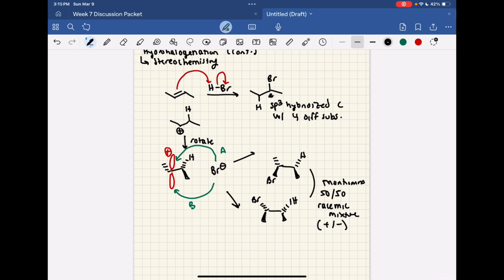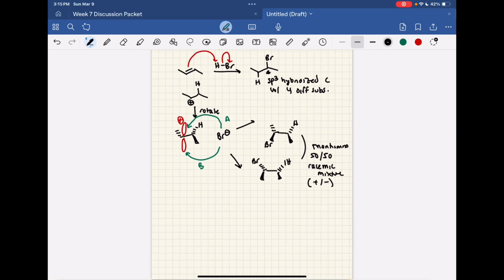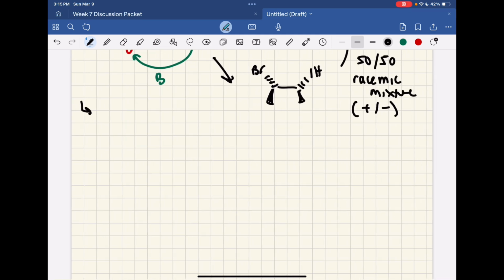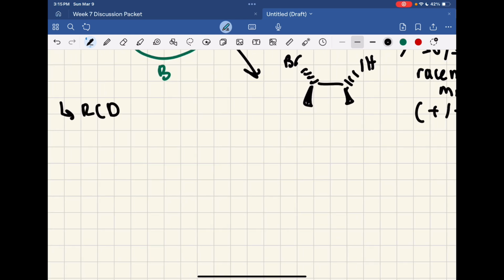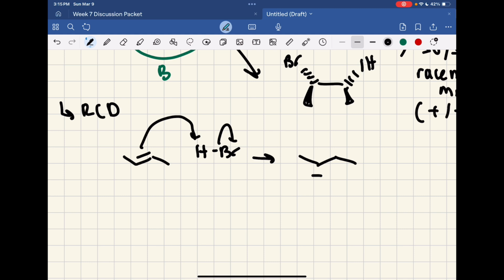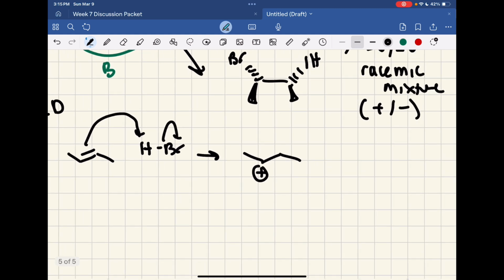Okay, now maybe we'll just briefly introduce this idea of a reaction coordinate diagram with this reaction. So again, this is just a subset of hydrohalogenation. Again, let's just draw this main reaction again, mechanistically. Whenever you want to answer questions about a reaction coordinate diagram, it's helpful to draw the full mechanistic picture.